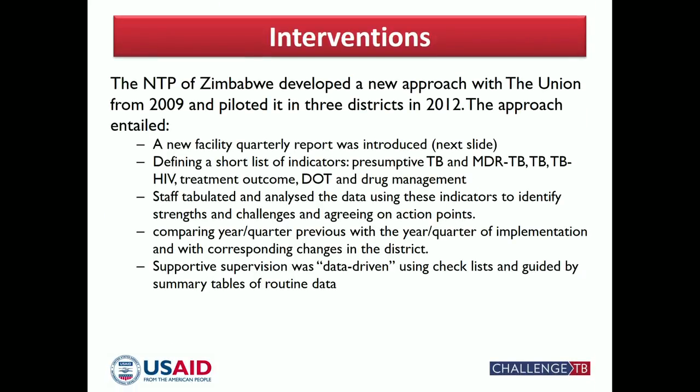So as part of this approach by the NTP and the union, a new facility quarterly report was introduced. Prior to this report, what used to happen was that we had one district TB register, and the reporting started at district level. So the facilities would just record the patients that they were managing. In this instance, a new facility report was introduced, a one-page document with a list of short indicators focusing on presumptive TB, MDR TB, HIV, treatment outcomes, and DOT and drug management.